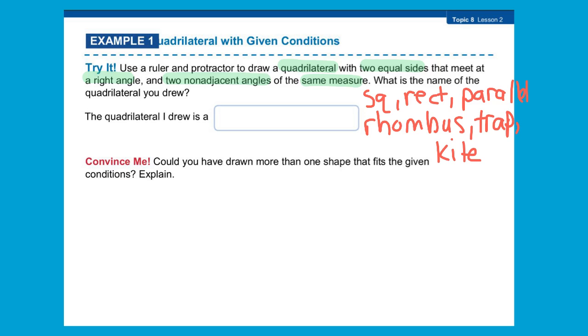We have two equal sides that make a right angle. Well, parallelograms don't have right angles. A rhombus doesn't have a right angle. Non-adjacent, okay, non-adjacent means they're not next to each other.